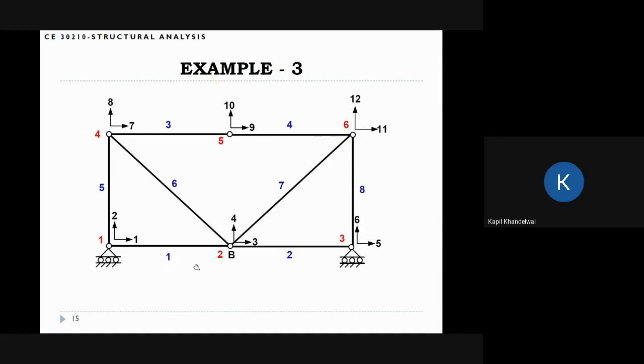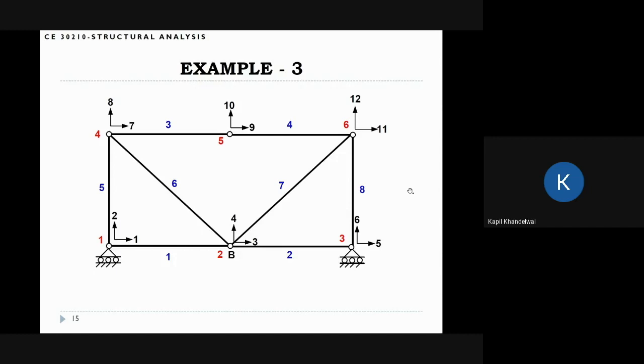And there are a total of 8 elements. So this is the first element, second, third, fourth, fifth, sixth, seventh, eighth. And I have also labeled the degrees of freedom: 1, 2, 3, 4, 5, 6, 7, 8, 9, 10, 11, 12. So there are 12 degrees of freedom in the system.